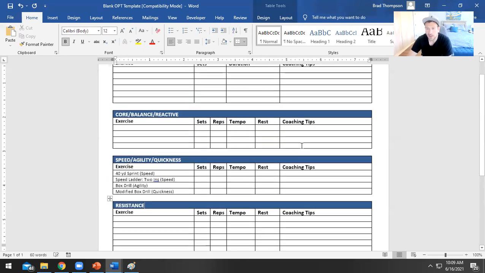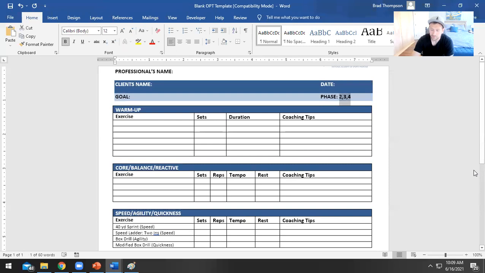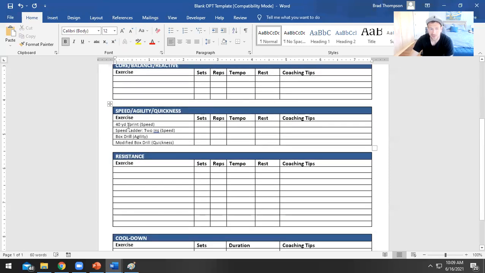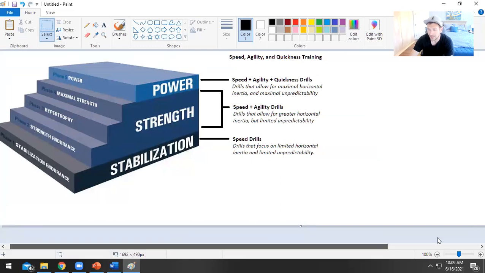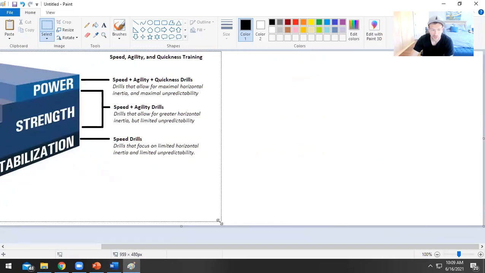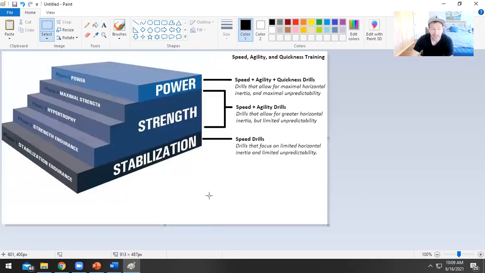So now you've got a client who's in phase 5. They're going to get speed and agility and quickness. All of this is going to depend on your client. You're going to pick the types of drills that are related to your athlete's specific sport. But that is how we are going to incorporate SAQ training.